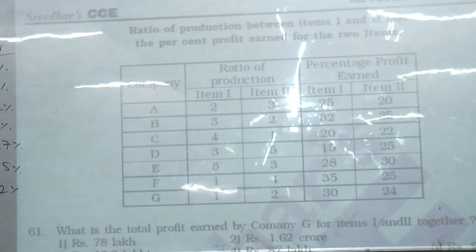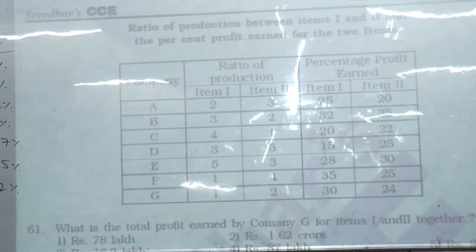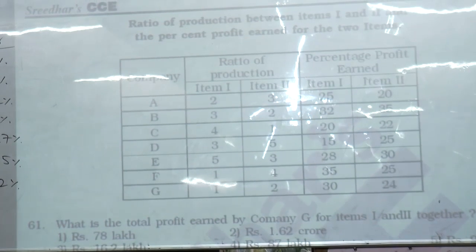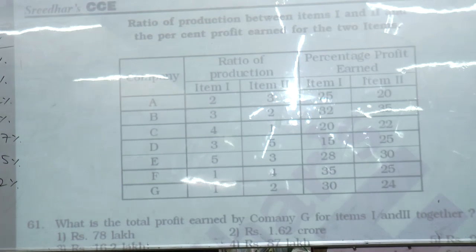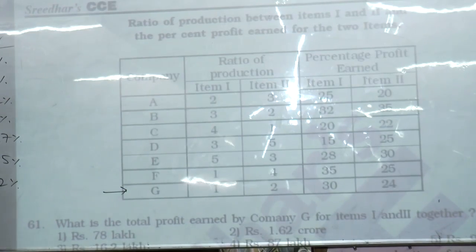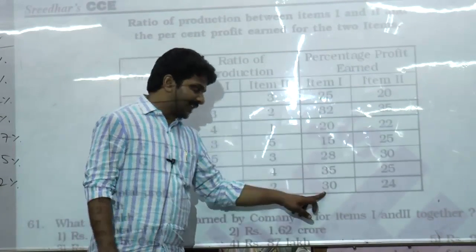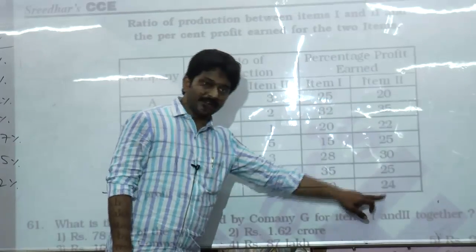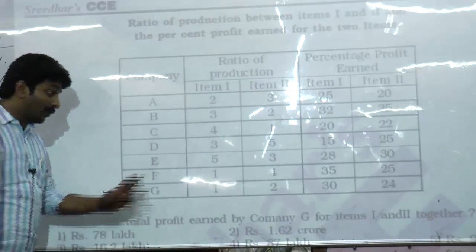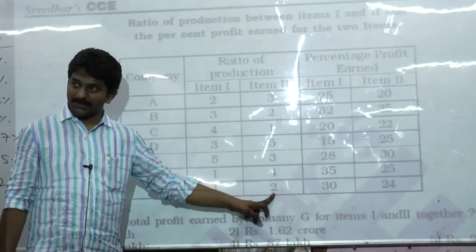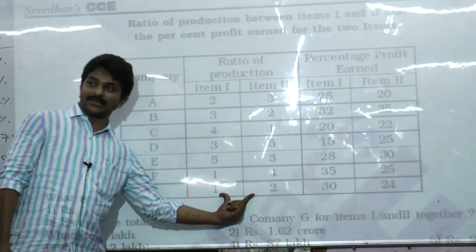61. What is the total profit earned by company G? Total profit earned by company G for items 1 and 2 together. Company G, this one. The percentage of profit earned on the first item is 30%, on the second item it is 24%. On what? One part and then two parts. Total how many parts do we have? 3 parts. And company G occupies 12% here.